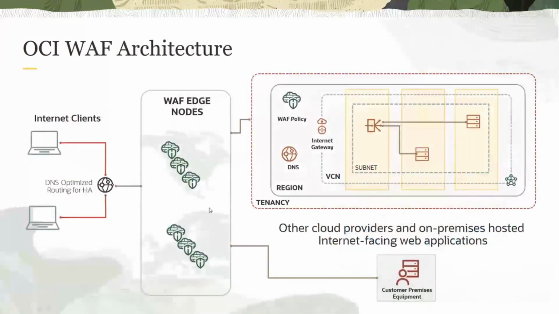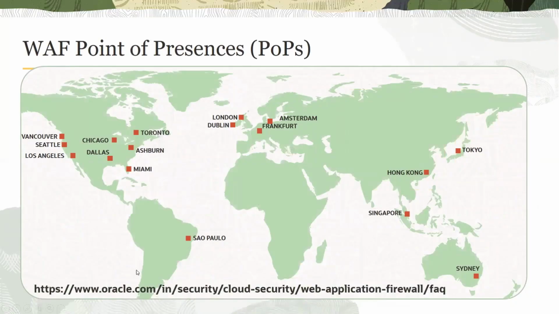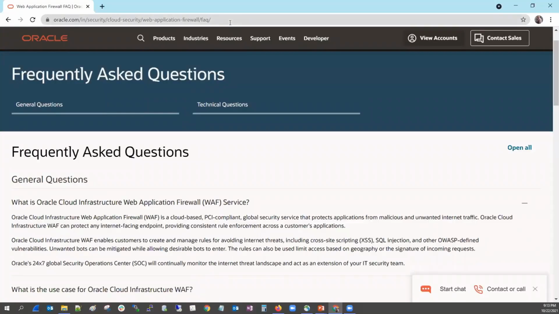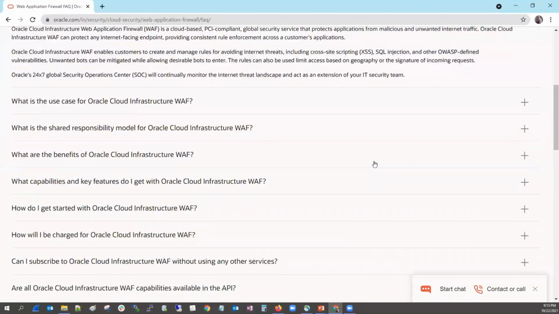Let's take a look at the architecture. As I was mentioning, your solution does not need to reside on OCI for the Web Application Firewall to protect it. It can also be your on-premise solutions or a combination of both. The WAF points of presence, we have 22 all over the world. Here you can only see 17. For more information, go to this website. Actually, I have it open. So go to the frequently asked questions, and you can see all of the details: where we are, where the points of presence are, and how it behaves. So I do recommend going through that website.